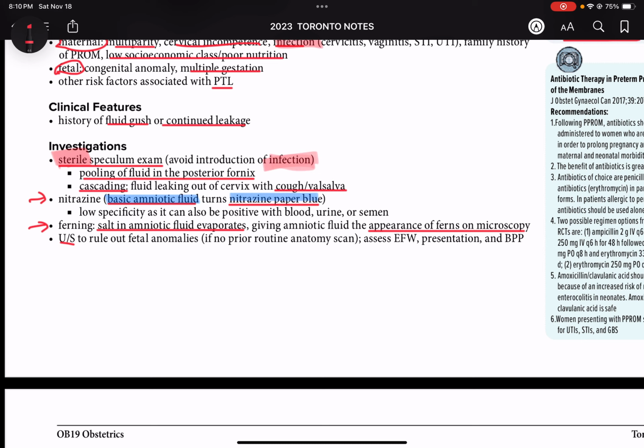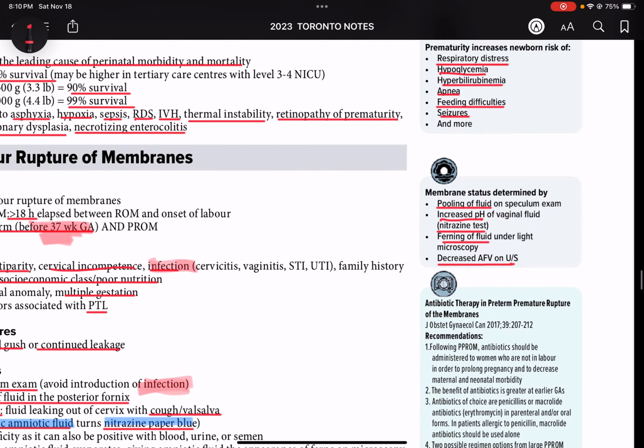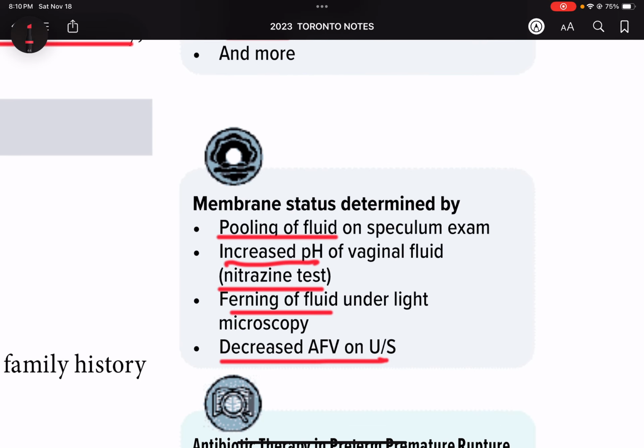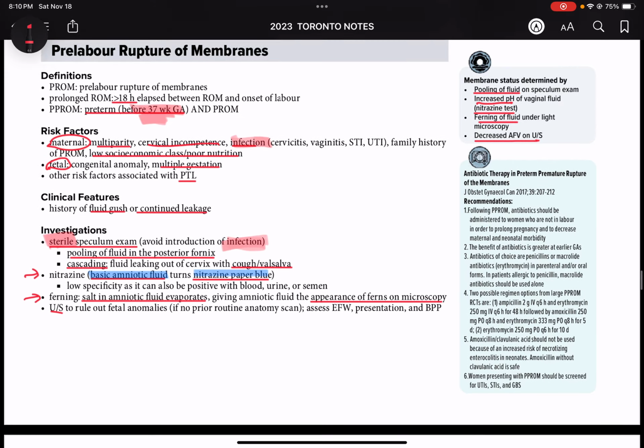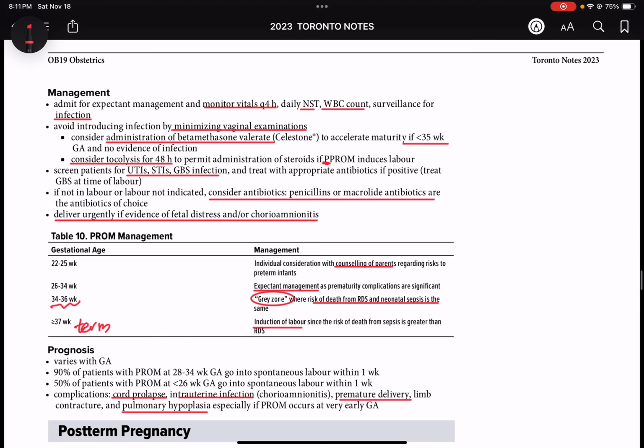So ferning is one of the investigations, and we can also do ultrasound to rule out fetal anomalies. You can assess the estimated fetal weight, presentation, and biophysical profile. Membrane status is determined by pooling of fluid on speculum exam, increased pH of vaginal fluid, which is the nitrazine test, which turns blue because of the basic pH of amniotic fluid, ferning of fluid under light microscopy, and decreased amniotic fluid volume on ultrasound, of course, because it leaked, so the volume would be decreased.